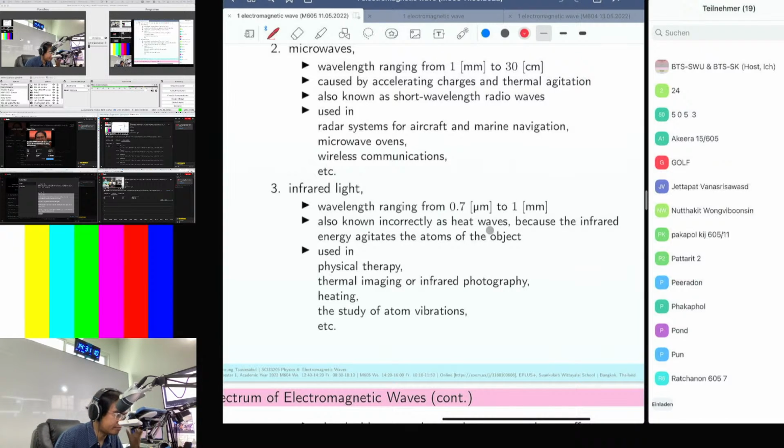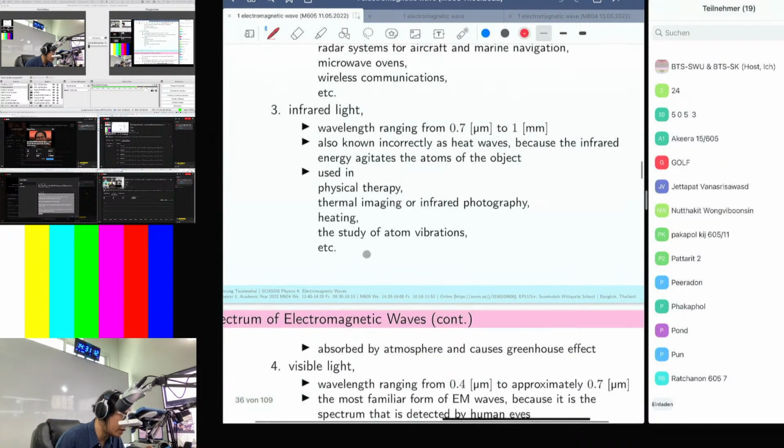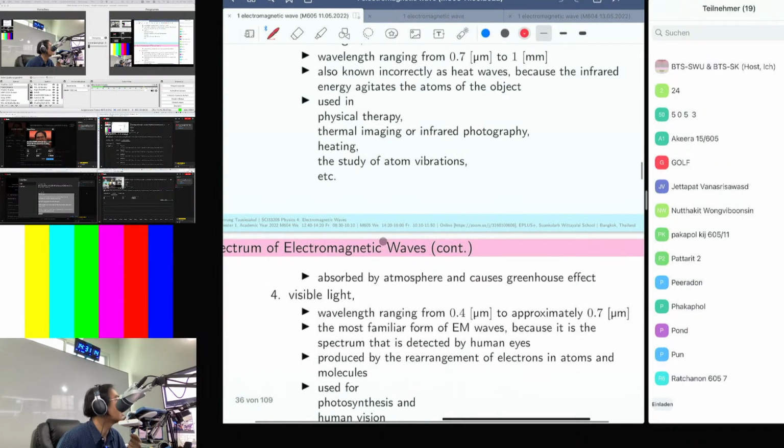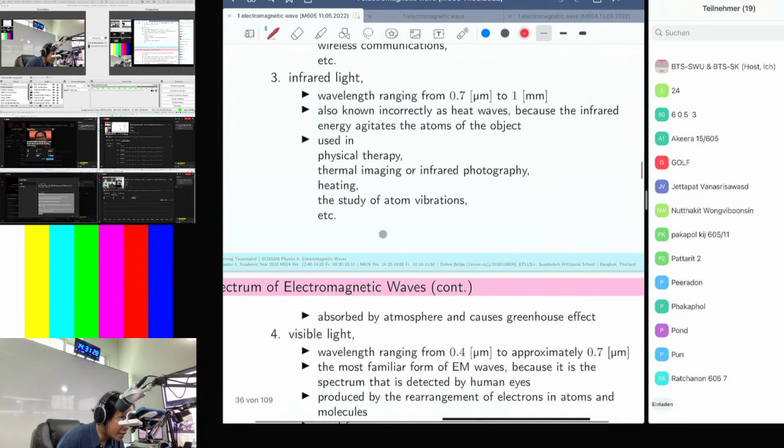Okay, but it's not heat wave. Oh, we have already passed this one. Okay. Infrared ray is used in physical therapy, thermal imaging, infrared photography. We will see the application in terms of infrared photography later.